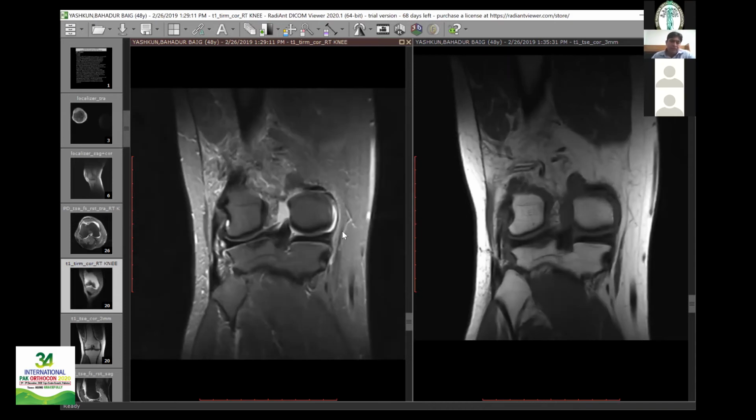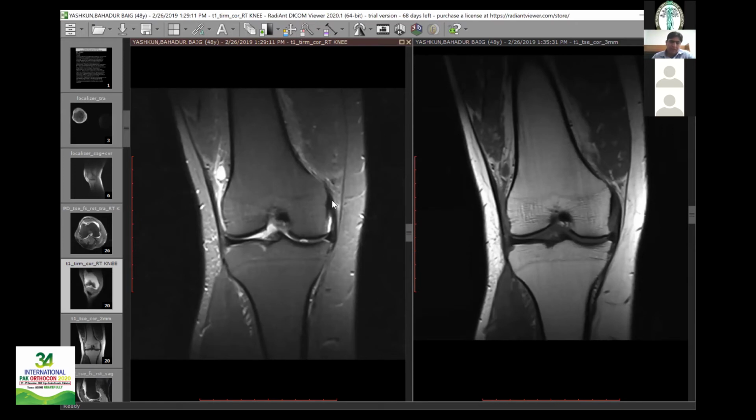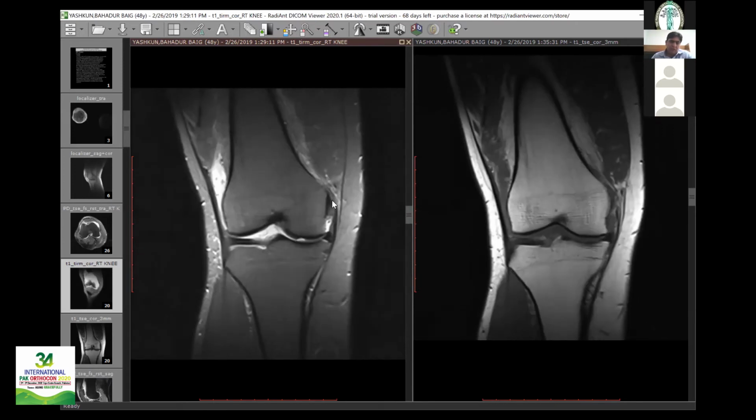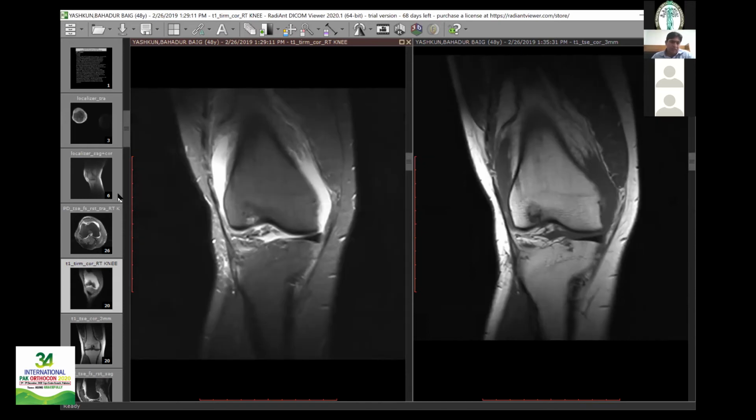And then you move to the periphery, you start to appreciate the lateral collateral ligament, then the medial collateral ligament. So here there are a few signals at the femoral attachment suggesting partial thickness tear. So we start with the coronal image. Then we move on to the sagittal image.